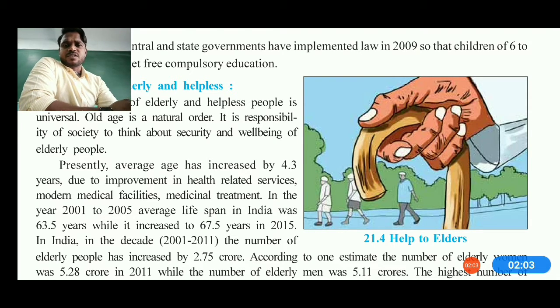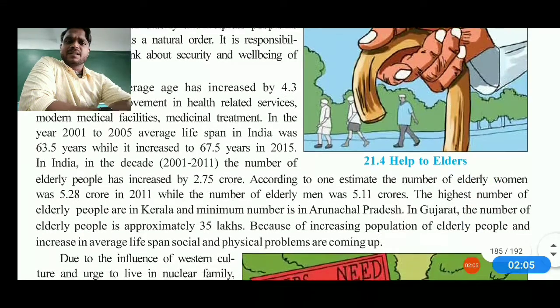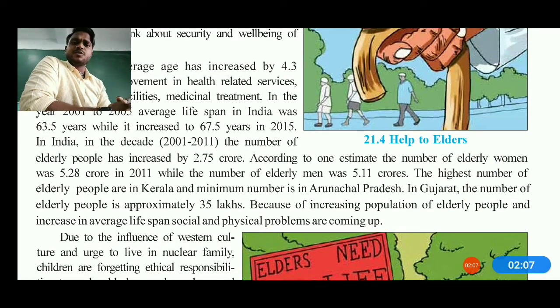Now this is a calculation. If you talk about India, then we can say the number of elderly people is increasing by 2.7 crore every year, and according to the estimate, elderly women were 5.28 crore in India, calculated since 2011, while the number of elderly men was 5.11 crores. The highest number of elderly people is in Kerala and the minimum number is seen in Arunachal Pradesh.